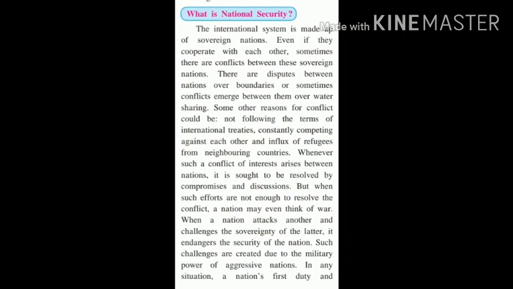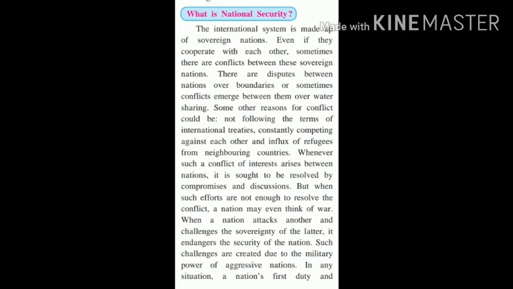There are disputes between nations over boundaries. We have the example of India and Pakistan: there are some disputes between India and Pakistan over the boundaries. Or sometimes conflict emerges between them over water sharing. Because of water sharing also, disputes can occur between two nations.